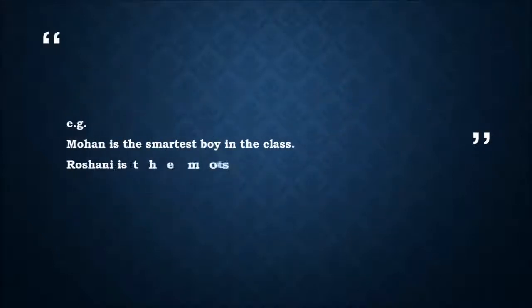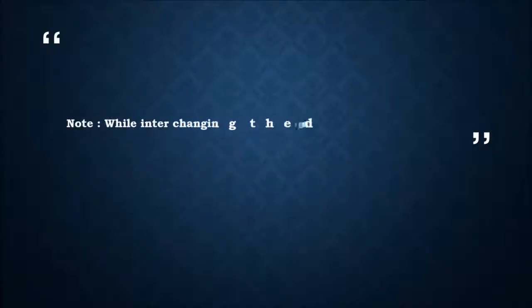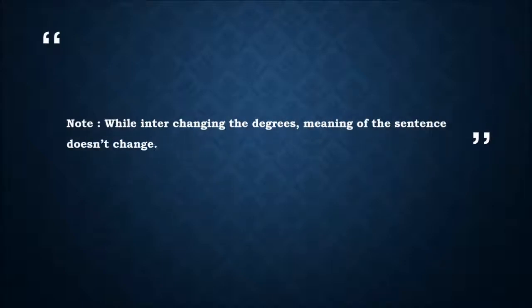E.g. Mohan is the smartest boy in the class. Roshni is the most beautiful girl in our college. Note, while interchanging the degrees, the meaning of the sentence doesn't change.